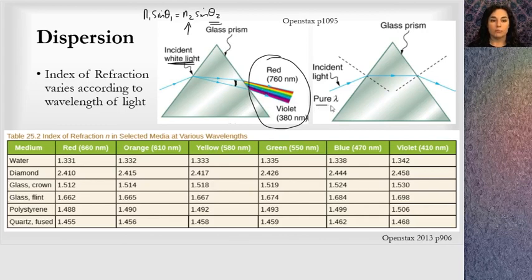If there's just a pure wavelength going through here, it will hit it twice and not get dispersed. But with white light, there's all the wavelengths in there, and it gets dispersed. I've left example problems for another lesson.